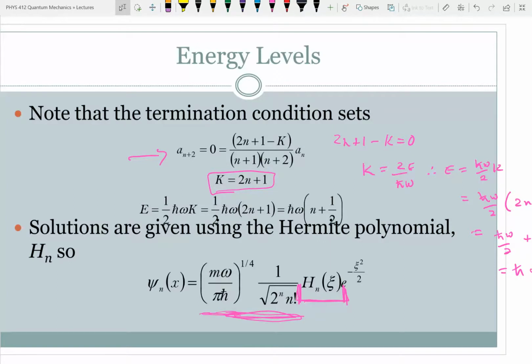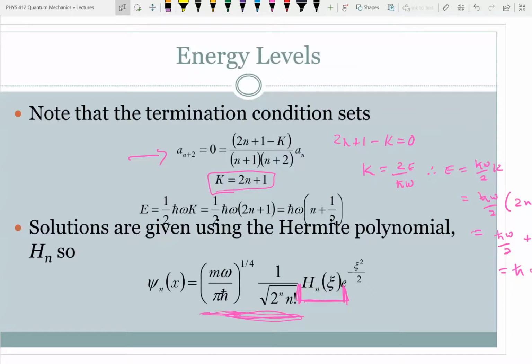Two different ways to do the solution for the simple harmonic oscillator. One was very tricky using the ladder operator. One was pretty straightforward, brute force. Neither, I would say, was easy per se, but they both get you there. Why do we do both of them? We do both of them because the methods here are methods we're going to use again.